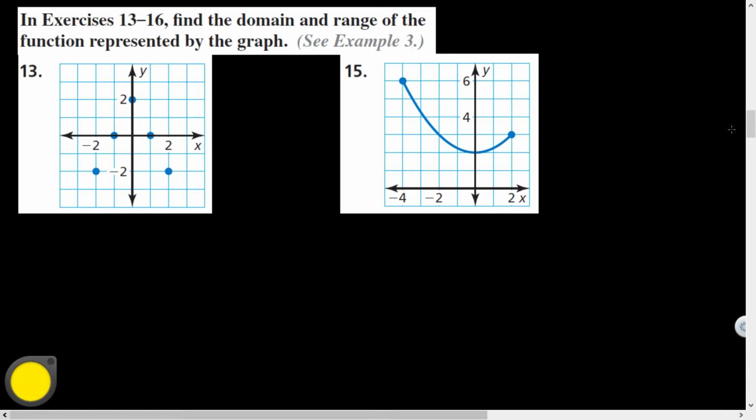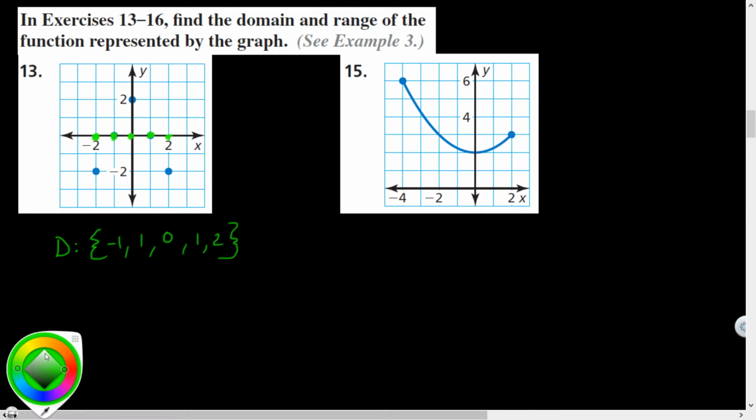Okay, here we go. Here's some new lingo. It says find the domain and range of the function represented. So domain is the possible x values. I'm plotting the points for the possible x values. The domain in this case is the set -2, -1, 0, 1, and 2 by the looks of things. So that's my domain.